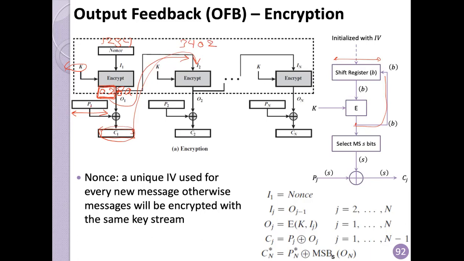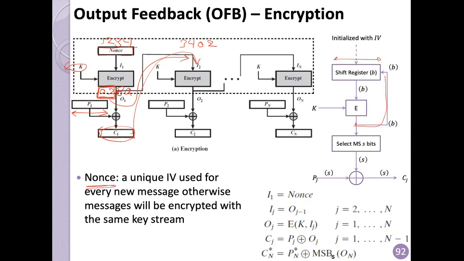So the major difference is that we are using the output of the encryption as the input of the next block. This is the first big difference. There is another difference: here we are not using an initialization vector. Something else is going to be used, which is called a nonce. What is a nonce?